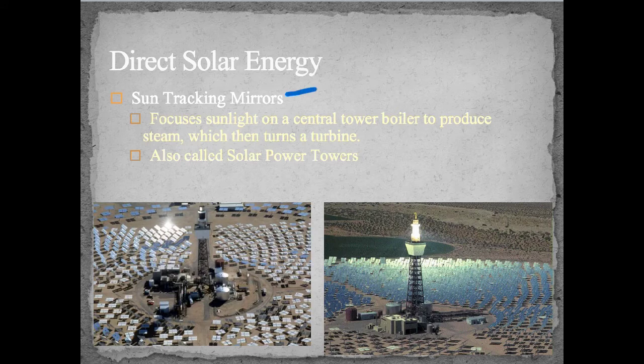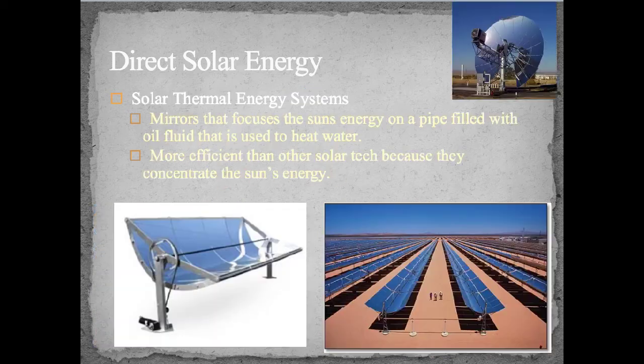Another active direct solar energy is the sun tracking mirrors that focus the light on one point. You can see these mirrors down here. They are all pointing the sun towards this center point. At this center point is some type of liquid like water or oil, and when it gets hot enough, it boils and turns into steam. That steam is then rushed past a turbine that spins a generator to generate electricity, very much like coal and nuclear power. These can also be called solar power towers.